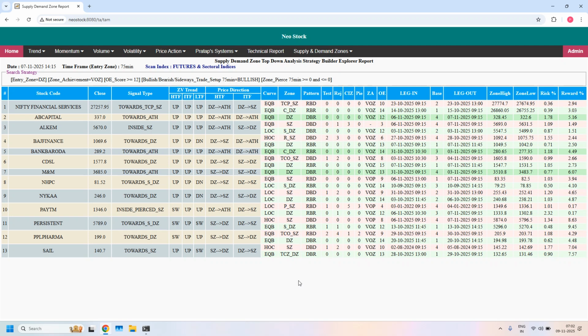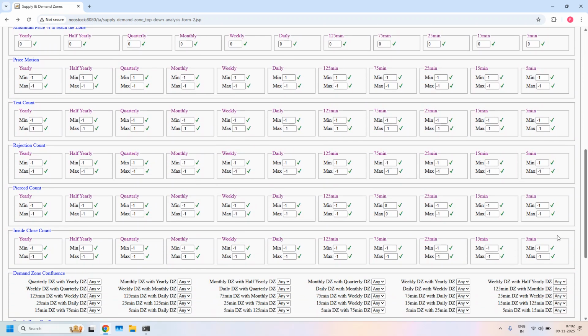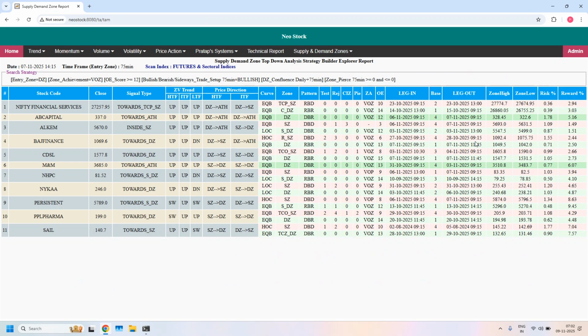Out of these 13 75 minutes demand zones, there could be some high probability trade setup 75 minutes demand zones available. So we should filter them based on the two different strategies that you learned in lesson 27. The first step of the first strategy is LTF and ITF demand zone confluence, that is 75 minutes and daily demand zone confluence. I enabled the filter and, applying the filter, we got 11 stocks.